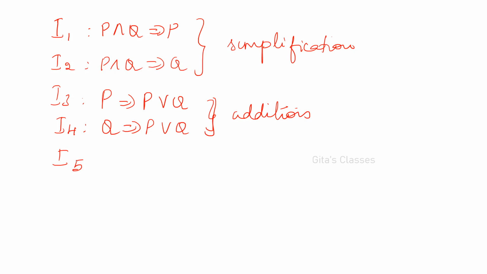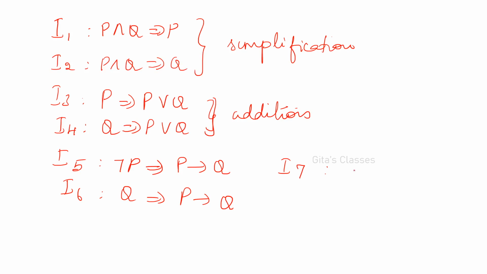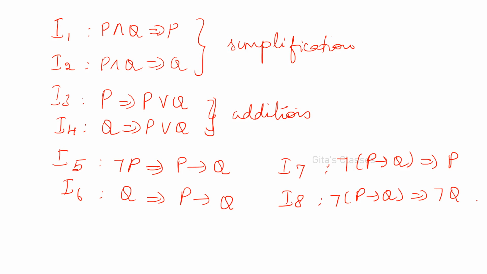Then I5, not P implies P conditional Q. I6, Q implies P conditional Q. Next is I7. You just interchange these two with negation. So not of P conditional Q implies P. Negation of P conditional Q, it is P. Similarly, interchange these two with negation. So I8, negation of P conditional Q implies not Q. So if you remember I5 and I6, I7 and I8 are easier.